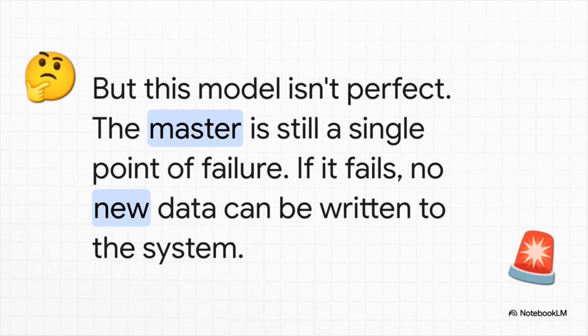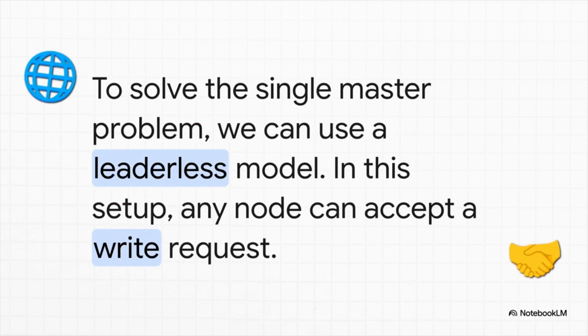But it's not a perfect system. There's still a pretty big weakness here. What is it? Well, we still only have one master database. And if that single master fails, we can't write any new data to our system at all. And that brings up a whole new can of worms. So to get around that single master problem, we can turn to another model, something called a leaderless cluster or a multi-master system. The name kind of gives it away, right? There is no single boss. Any server in the group can take a write request, which completely eliminates that single point of failure for writes.